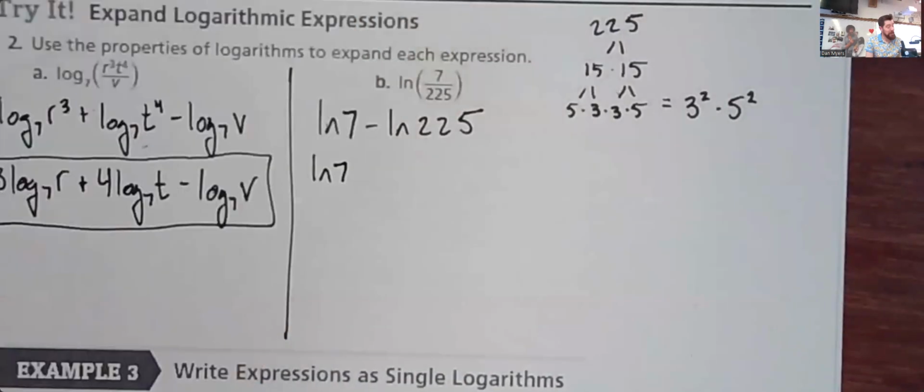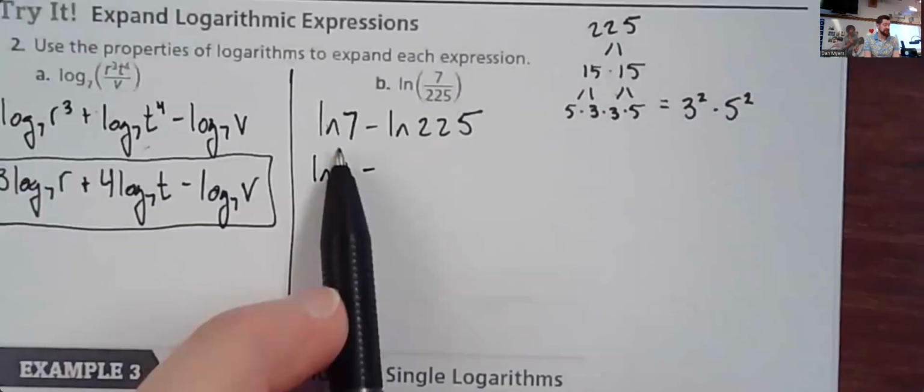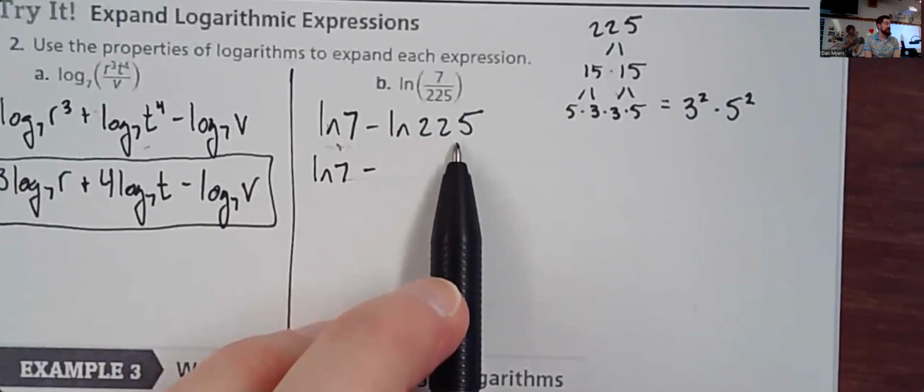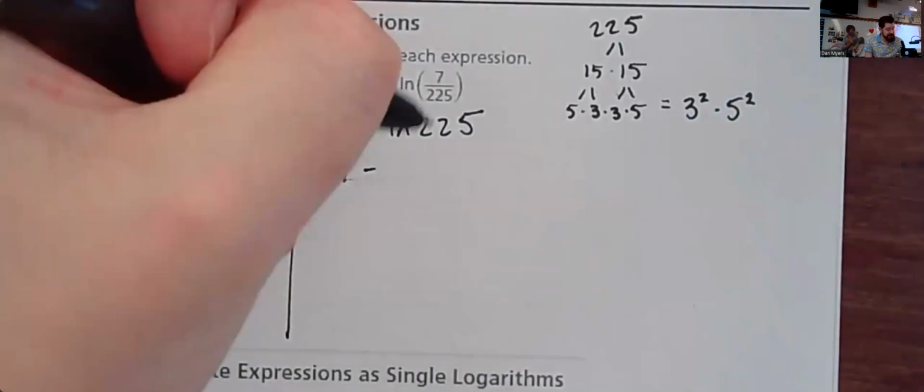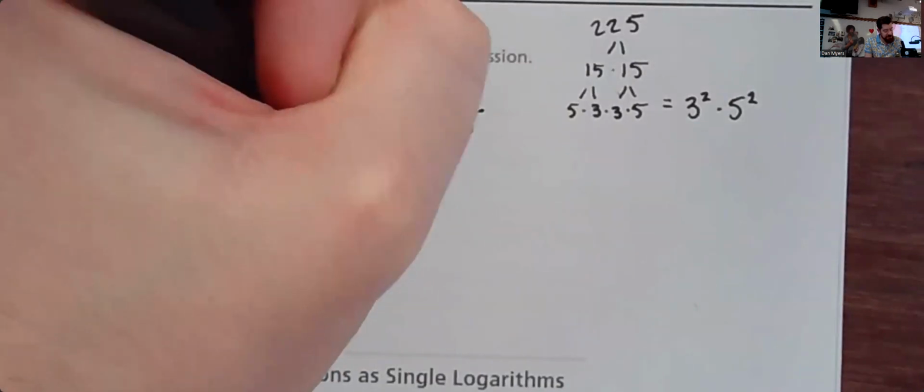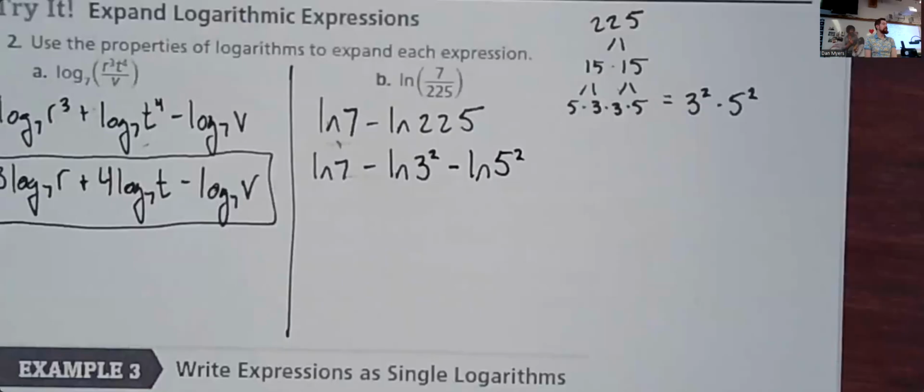Hopefully you had this first part. ln 7 minus ln 225, which is going to then give us minus ln 3 squared minus ln 5 squared.